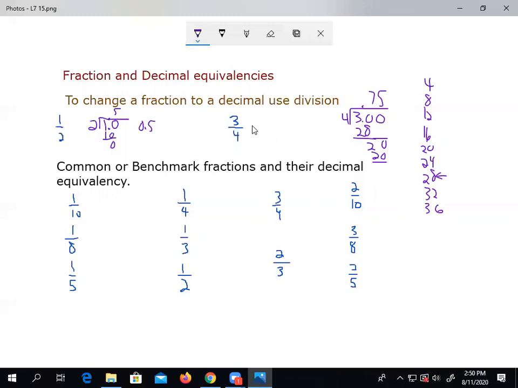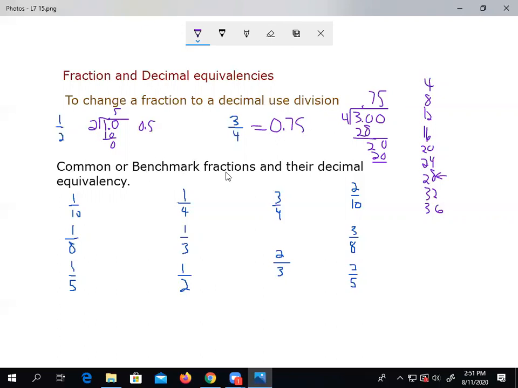So that would be then 0.75. And you may have already known that. That's why I was doing this, because you may have already known that 3/4 was 0.75, but you actually use division to do it. And you can also do that on a calculator if you want. Just type it in as a division problem, and it'll change it to a decimal.